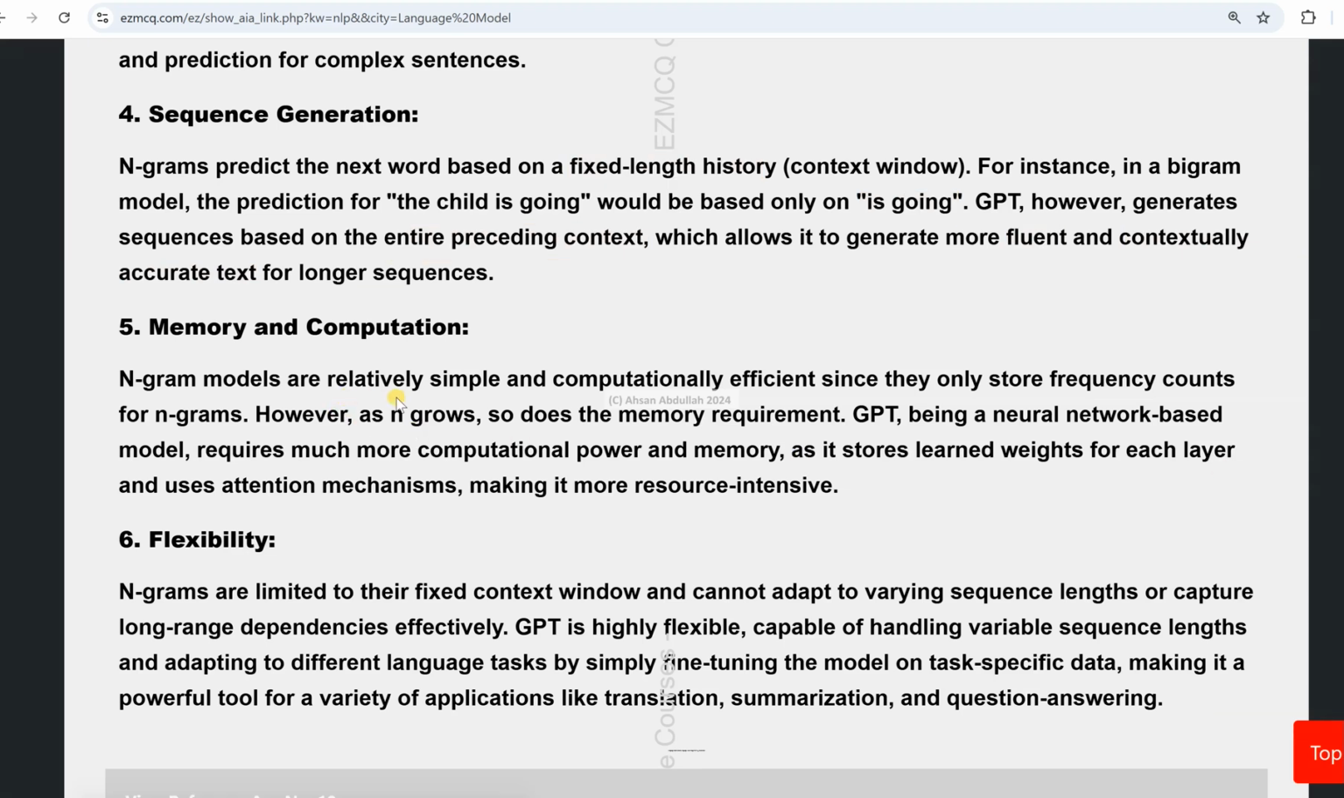Memory and computation. N-gram is not resource intensive. It is simple. It is computationally efficient, meaning the time complexity is low, and it only stores the frequency counts. Of course, as n grows, the memory requirement will grow, but it is scalable. But GPT is neural network based, and it requires a lot of computational power. It requires memory. It requires electric power also. It stores the weights in the neural network for each layer, and so on. So this is resource intensive, and it has its own dividends also.